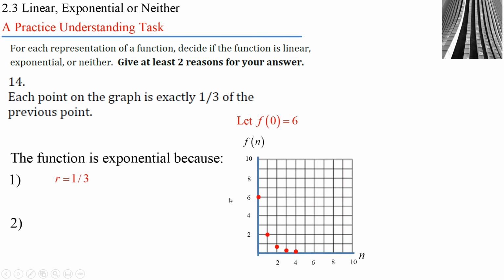So look what I did. Each point is 1/3 of the previous point. Okay, so 6, well, what's 1/3 of 6? It's 2. What's 1/3 of 2? It would be 2/3. What's 1/3 of 2/3? That would be 2/9. And what's 1/3 of 2/9? That would be 2 over 3 times 9, 27, 2/27. So there is my graph right there. And does that look like exponential decay to you guys? The graph has an exponential shape.